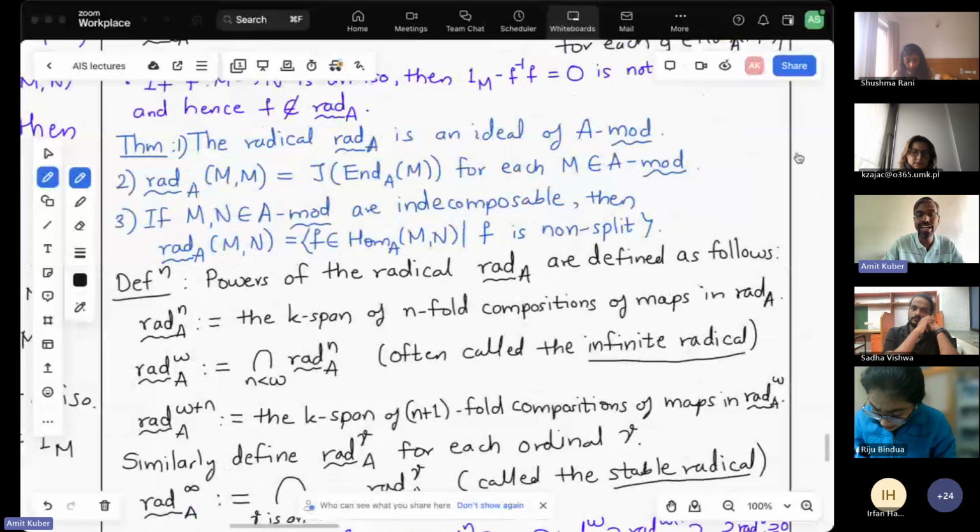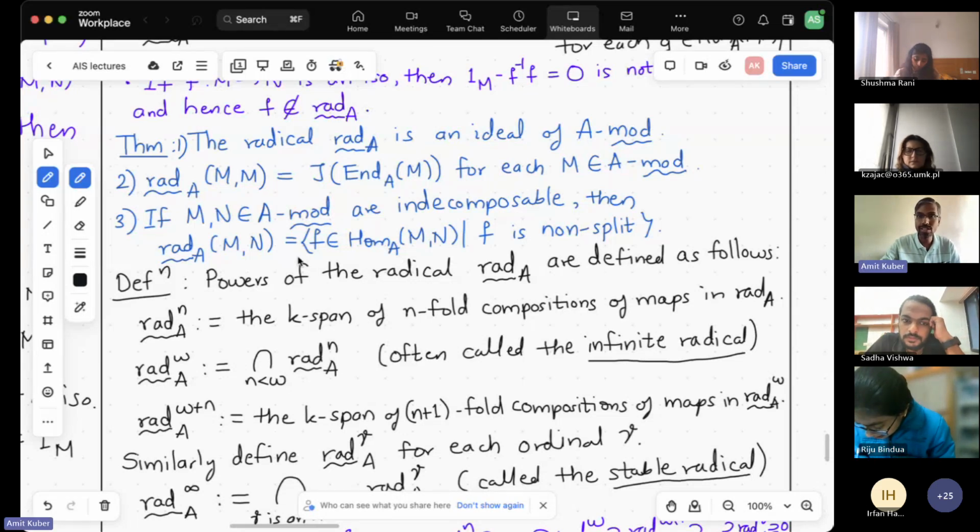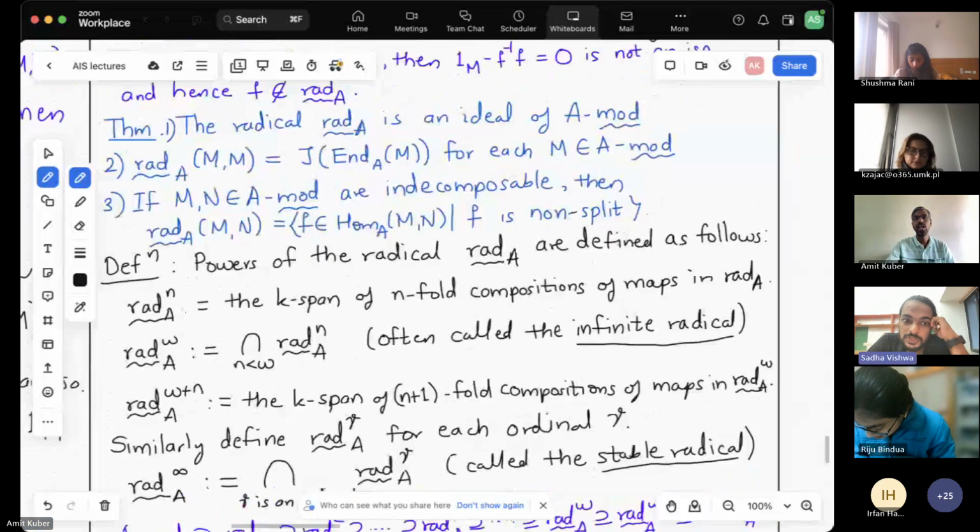Okay, so if you take the smallest ideal generated by non-split morphisms between indecomposables, then it generates the whole ideal. Of course, what I'm saying needs a proof. One side would be clear, but those are the generators of the radical. Now, adding one small question.